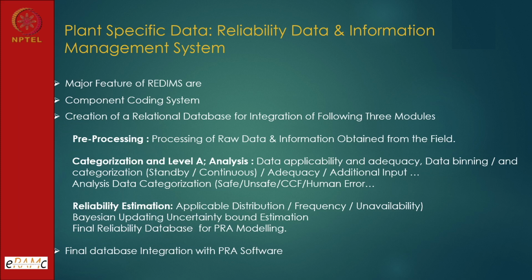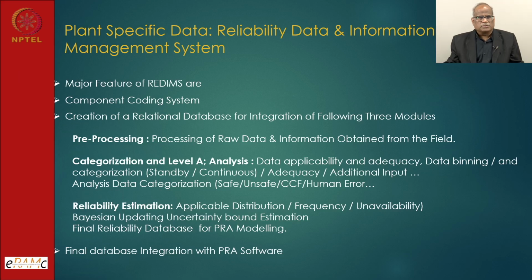Now, plant specific data, a major feature is the reliability data management system. So, this kind of system we have to develop, and then we have to develop plant coding. Plant coding means component coding, because each component should have its own code in our database. Creation of a relational database is very important, so that we can cross check from one file to another file, and that should be done right in the beginning. If we do not develop a relational database, then there will be problems.